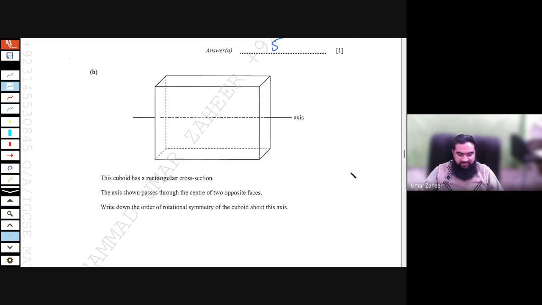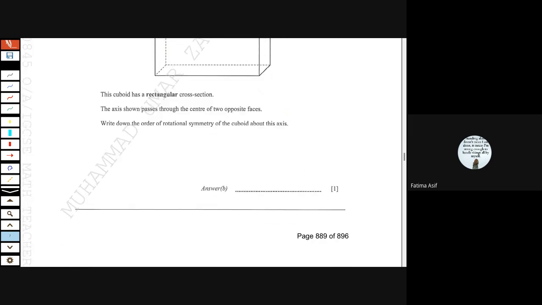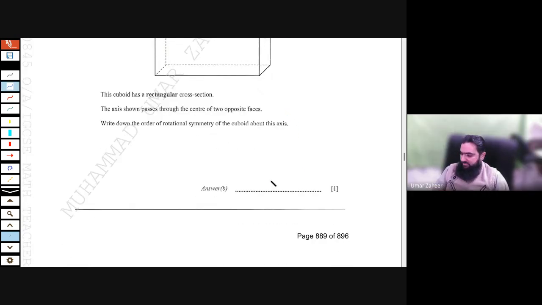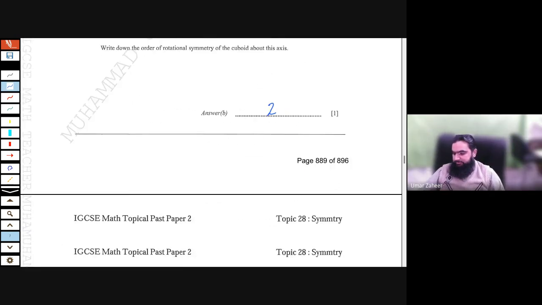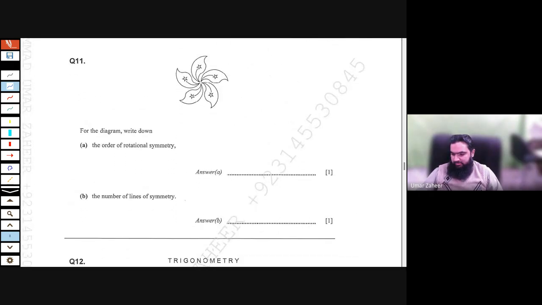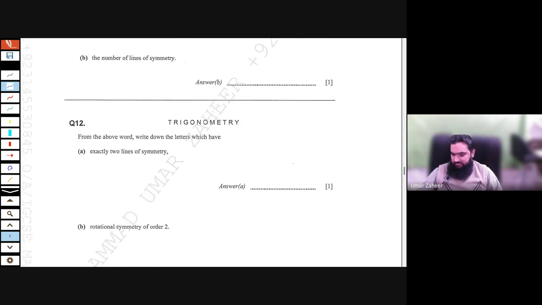Obviously, when this face is at the front and you rotate it, it is going to be at the back after a 180-degree rotation, and then after another 180-degree rotation it will be back in the previous position. So you are going to get 2 times 2, the 360 degrees. So the order of rotational symmetry is 2. We have done this question.